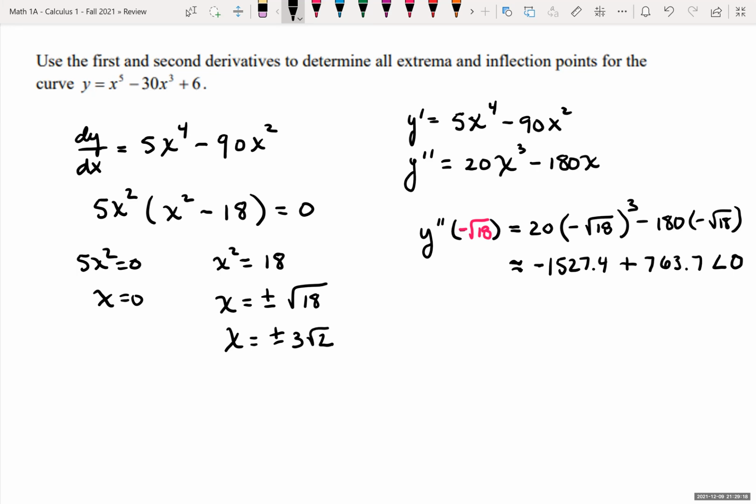Since that's less than 0, that tells us it's concave down there. And if it's concave down, that tells us that a local max occurs at negative root 18. That doesn't tell me what the local max is, it just tells me that it occurs there.